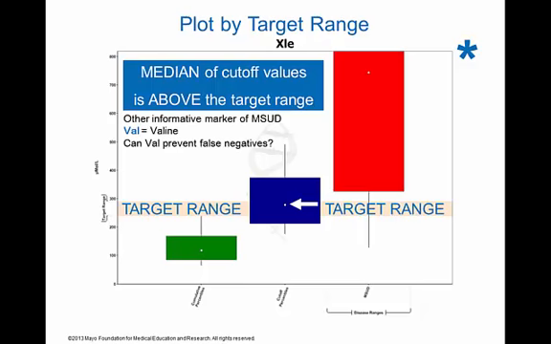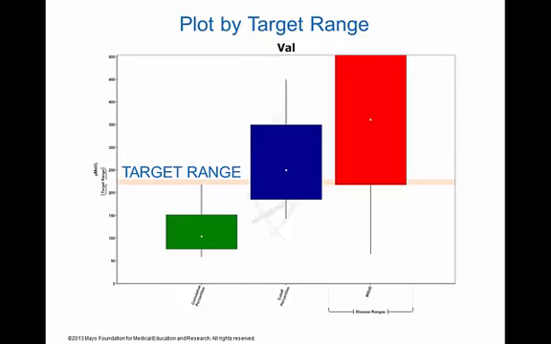There is another informative marker of MSUD, the branched-chain amino acid valine. Could valine compensate for the poor specificity of isoleucine-leucine? Indeed, that is not the case. The same plot for valine shows an even greater overlap between reference and disease range, and also a target range that had to be adjusted to compensate for this situation.